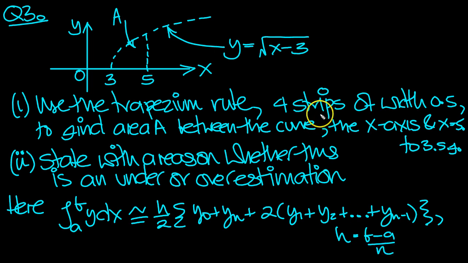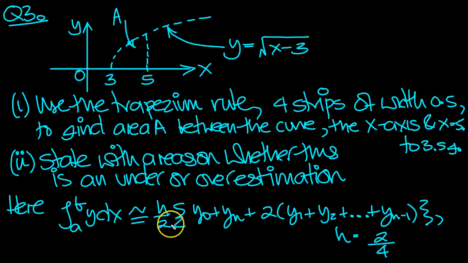So, okay, we've got 4 strips, so n is 4, b is going to be 5, and a is going to be 3. So let's start putting those numbers in then. 5 minus 3 is 2, so let's put 2 here. The number of strips is 4, so n is 4. So h is 2 over 4, which is a half, as it says here.